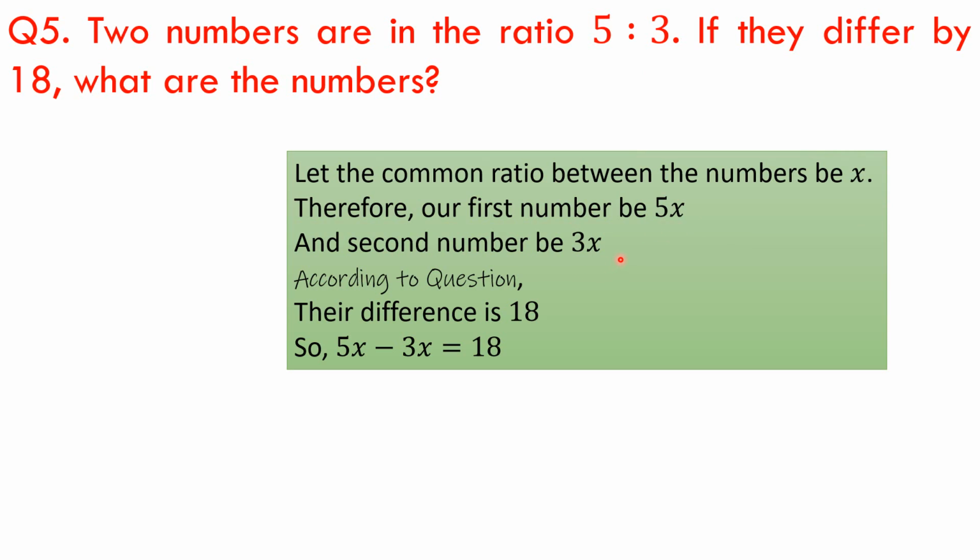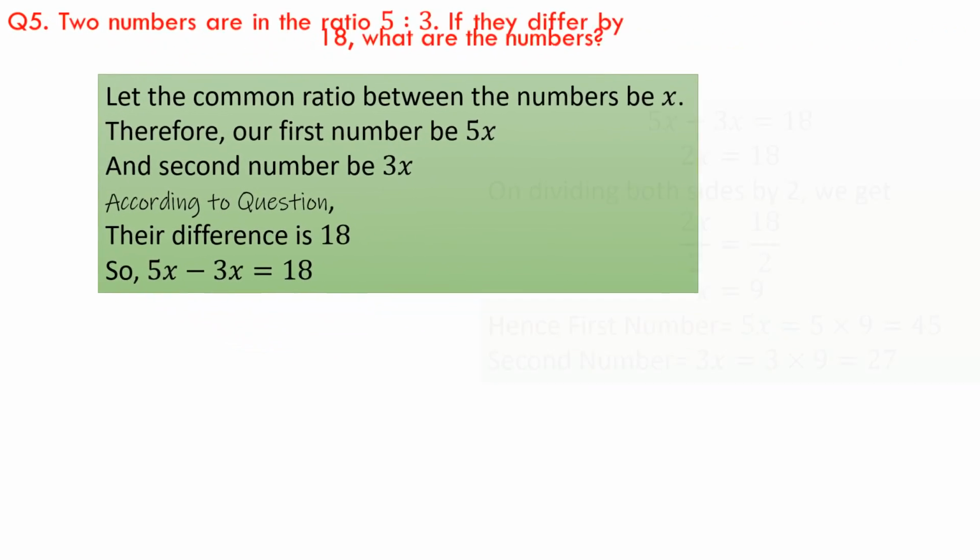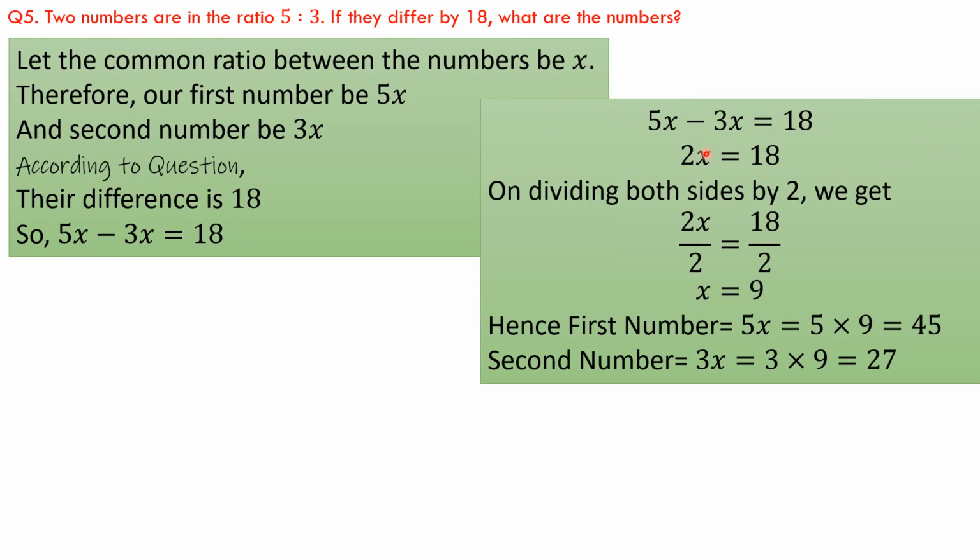But according to the question, if they differ by 18, which means 5x minus 3x equals to 18. Here 5x minus 3x equals 2x. On dividing both sides by 2, we get 2x by 2 equals 18 by 2. Again, if we solve this, we obtain x equals to 9. Hence, the first number is 5x. So, 5 into 9 equals to 45. And our second number equals to 3x, 3 into 9, which is equals to 27.